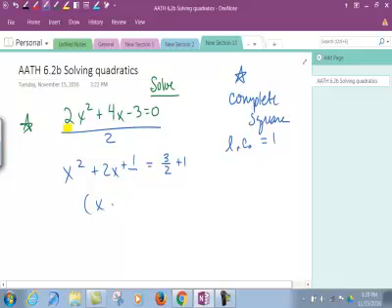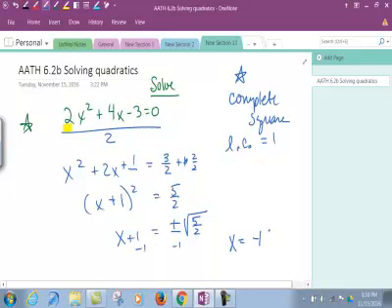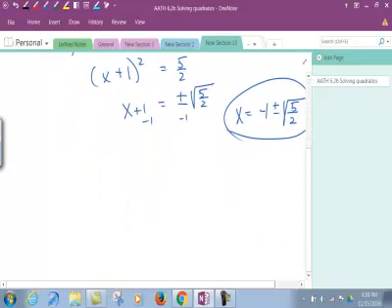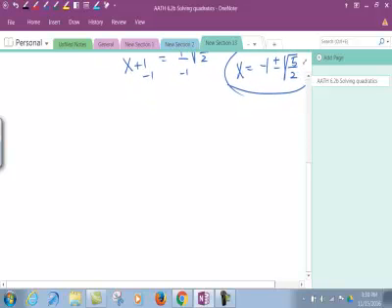We write this as a square binomial. Adding 3 halves and 2 halves gives us 5 halves. When we take the square root of both sides, we get plus or minus the square root of 5 over 2. The last step is to subtract 1 from both sides, so my answers are -1 plus or minus the square root of 5 halves. A little bit more complicated by adding that leading coefficient, but all we have to do is divide it out.